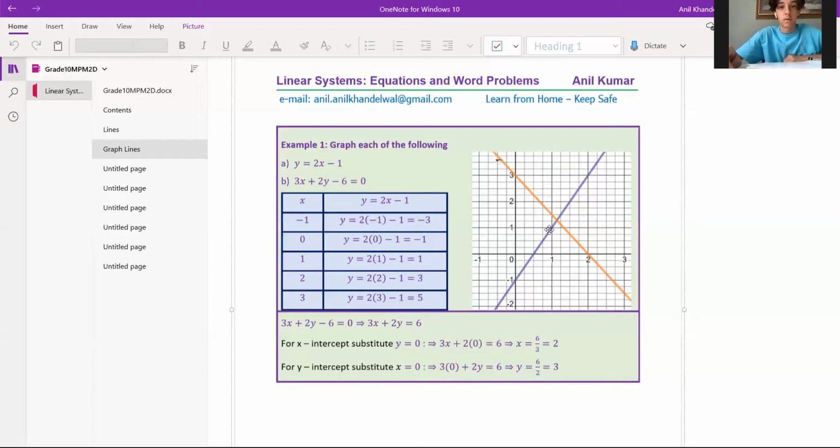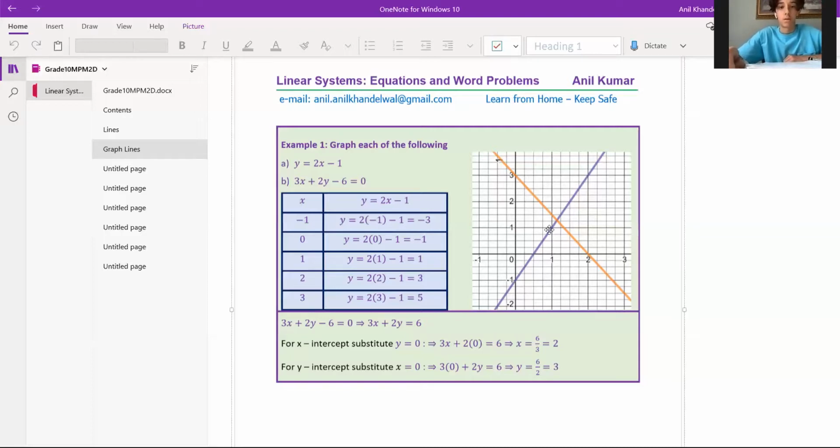The gradient is different for both the lines. Is it clear? Now, if the gradient is not different, meaning if the gradient is exactly the same, then there could be two conditions. One, they could be parallel. The other, they could overlap.